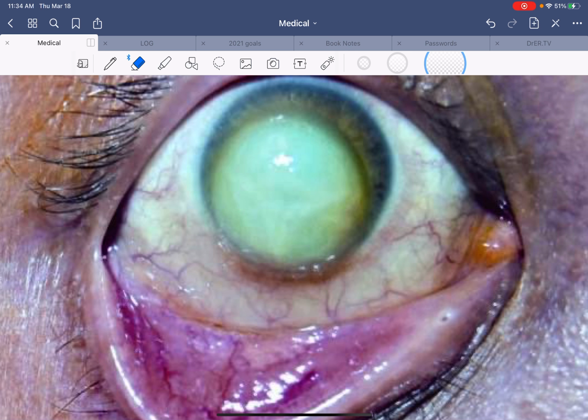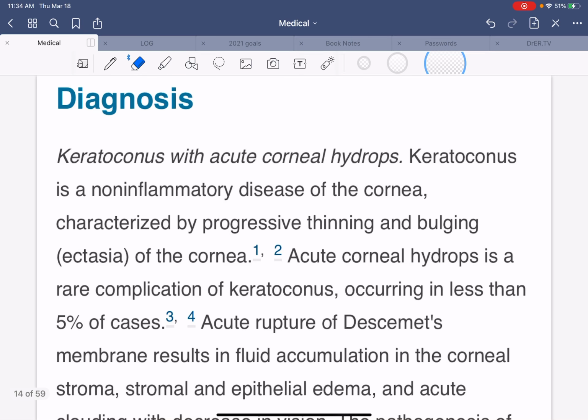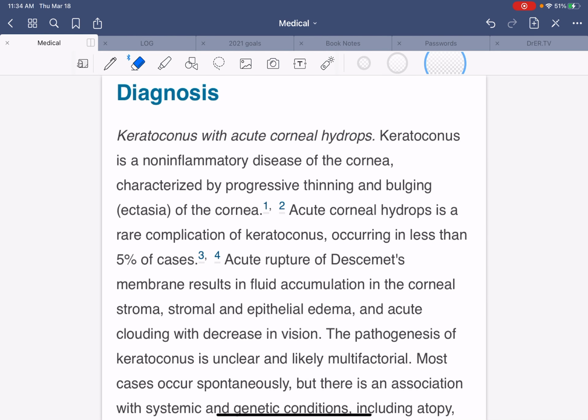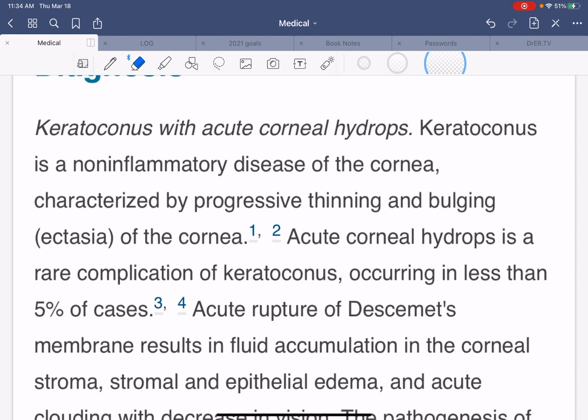So now remember, the patient had a history of a remote scratch in the eye. She had upper respiratory infection and she had discharge before this occurred. That's very important to the history. So what is the diagnosis? Patient has keratoconus with acute corneal hydrops.